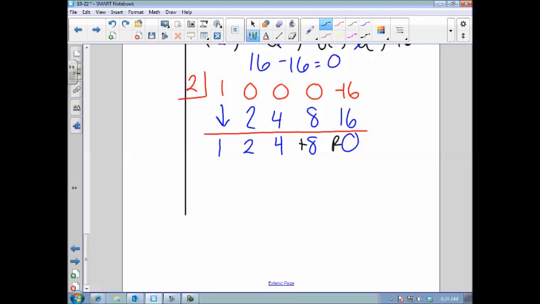8 is the constant, so it's a positive 8. What does 4 get? An x. Positive 4x. What does 2 get? x squared. And what does the 1 get? x cubed.